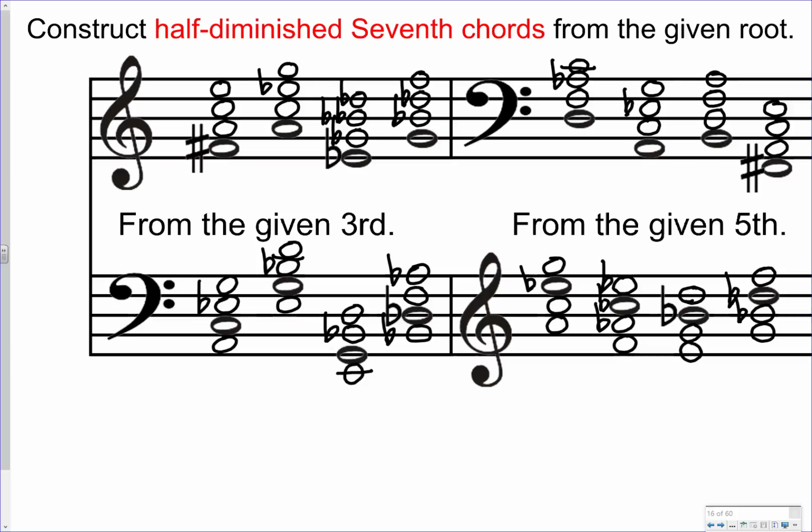Hopefully you have diminished triads and minor sevenths in your seventh chord construction of half-diminished seventh chords. We are going to continue to the next frame. If you need to pause this video now to continue checking your half-diminished seventh chord construction, please do so. Otherwise, let's continue.